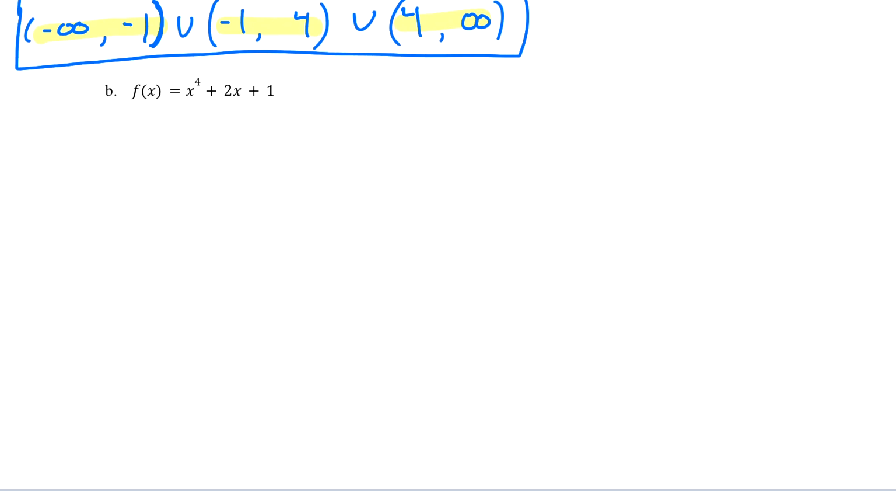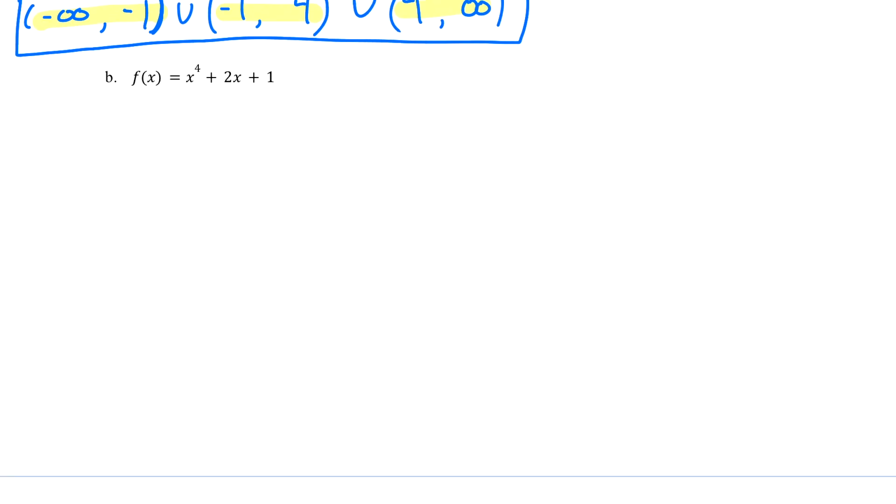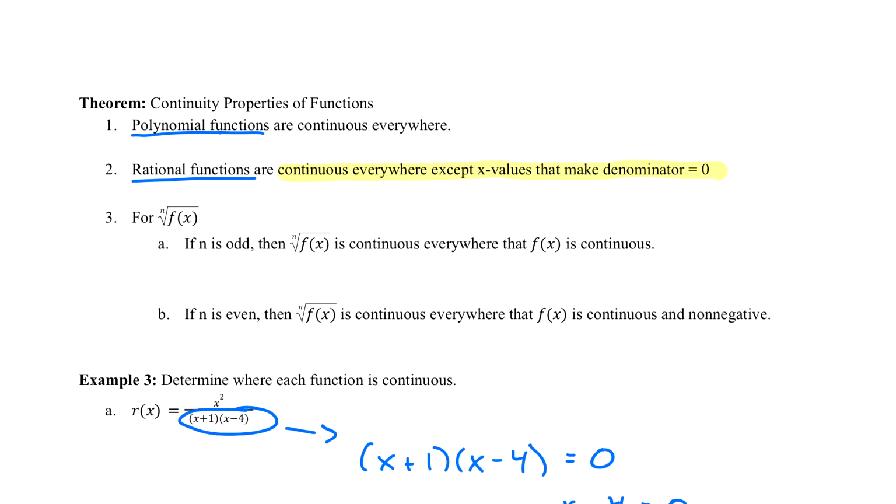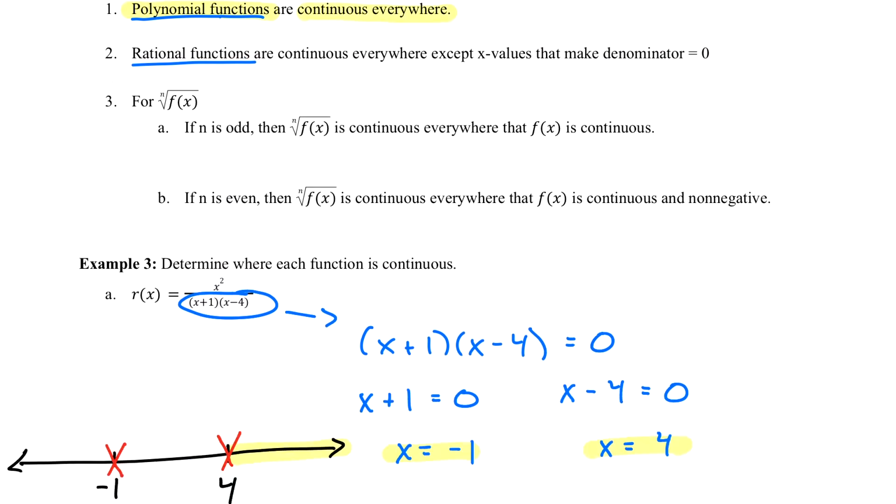Next up, part B, we've got f of x equals x to the 4th plus 2x plus 1. Here, this doesn't really look like a fraction. We don't have any variables in the denominator, so this is not a rational function. And if I scroll back up to look at my rules here, this is, in fact, going to be a polynomial function. Polynomial functions are continuous everywhere.